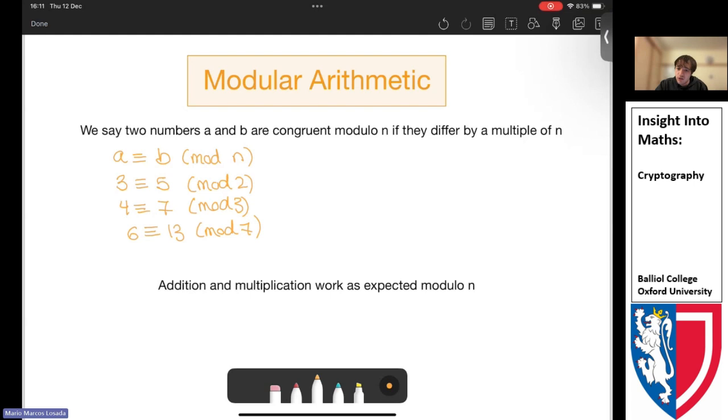And you shouldn't even be scared of just using positive numbers. We can do the same trick for negative numbers as well. And we can say that 6 is even congruent to -1 mod 7, right? Because the difference between 6 and -1 is 7, which is a multiple of 7.